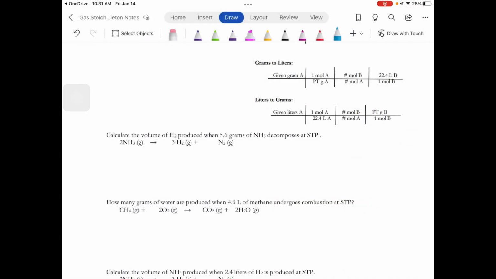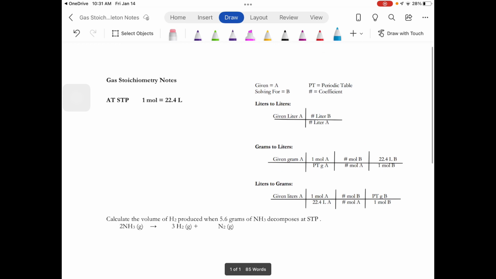Hello students, today we're going to talk about gas stoichiometry. So the new thing that we're going to talk about is at STP, 1 mole is equal to 22.4 liters. And remember STP, your temp is equal to 0 degrees Celsius and your pressure is 1 atm. And that's when you can use this.